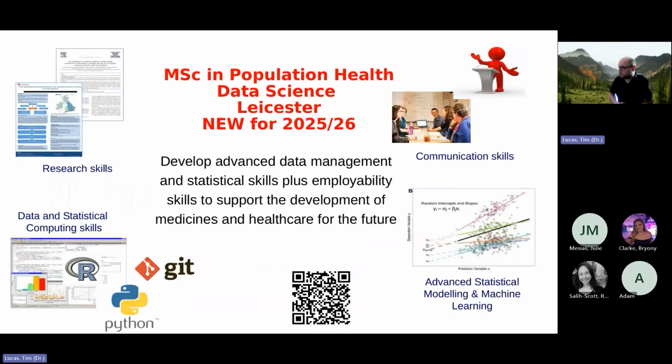We cover a wide range of skills, so research skills in terms of how you go and read papers, how you understand what you need to, and how much of the biology you need to know.